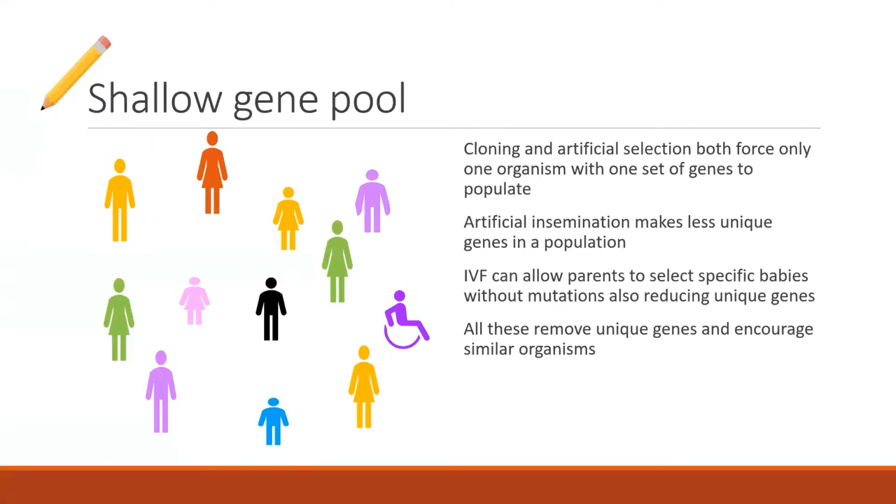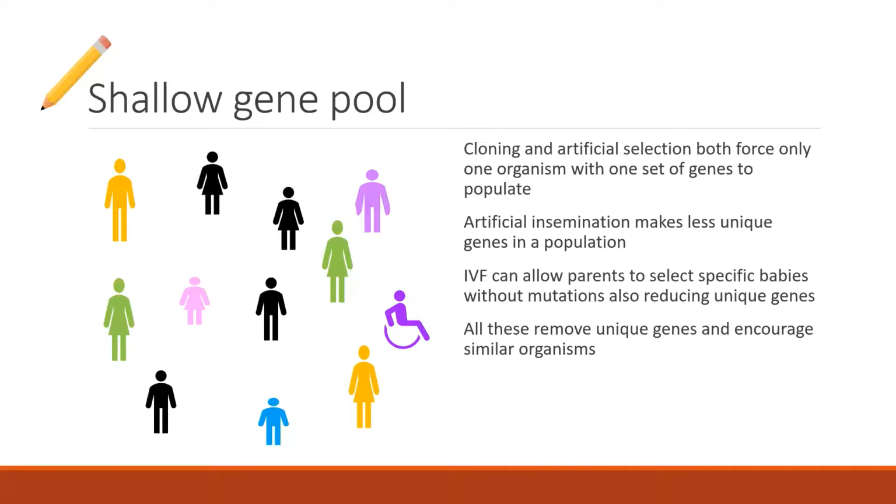So we've got a bunch of different humans here, some of them tall, some of them short, some of them yellow, blue, green, purple, pink. I've got one of them in a wheelchair as well. And of course, this is just in general talking about it. Cloning and artificial selection both force only one organism with one set of genes to populate. So what that means is that you're limiting the gene pool here. You're only allowing one set of genes to be populated. That's the first thing here.